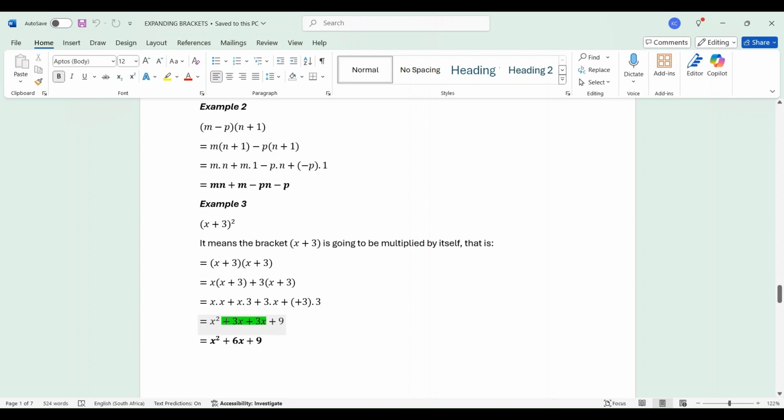We check here again, we have like terms, highlighted again in green, which are plus 3x plus 3x. So we end up having our final answer as x squared. This one, we just take as it is. Then these like terms, we simplify them: plus 3x plus 3x, we get plus 6x. Then this last term, we take as it is, to get a final answer of x squared plus 6x plus 9.